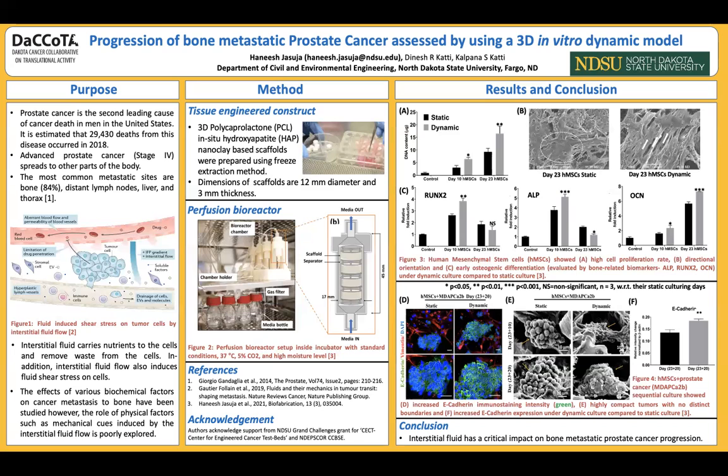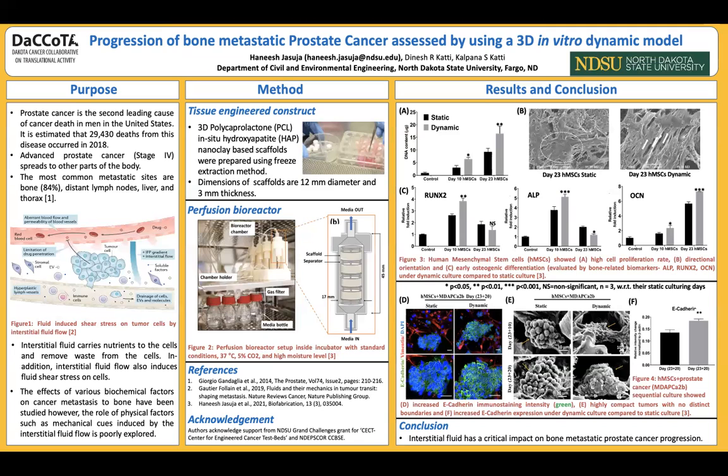Here we compare the results of 3D dynamic samples to the static samples. If we look at the results, we observe that mesenchymal stem cells grow faster under the perfusion bioreactor than in static culture. Moreover, we observed a high differentiation rate of mesenchymal stem cells to bone cells under dynamic conditions, which we assessed by osteogenic biomarkers such as RUNX2, ALP, and OCN. And lastly, we observed a directional orientation of mesenchymal stem cells under dynamic conditions compared to static culture.